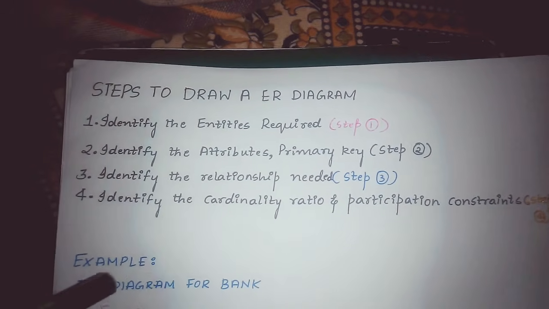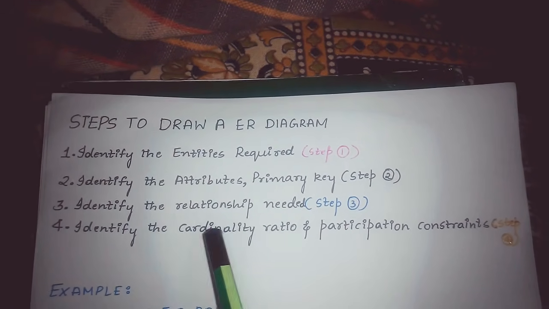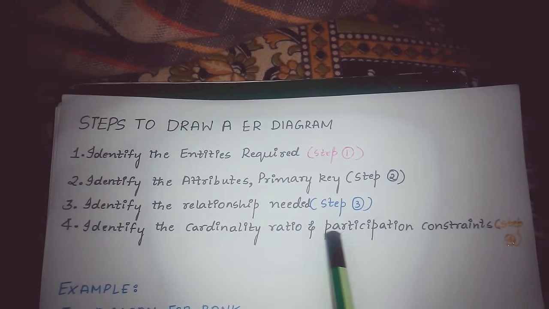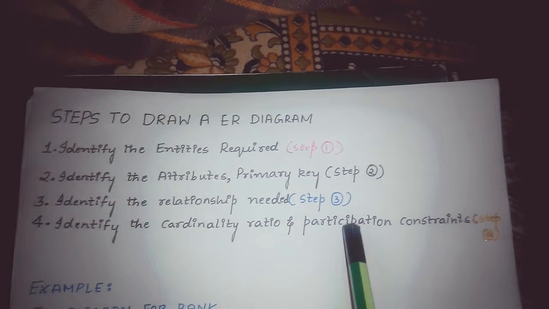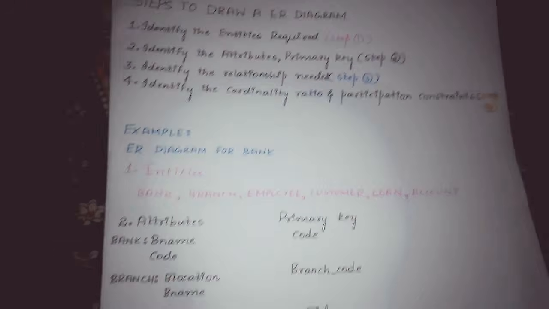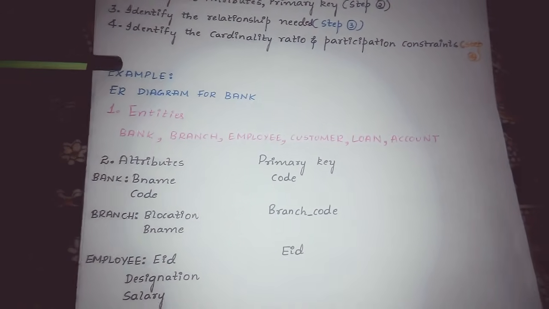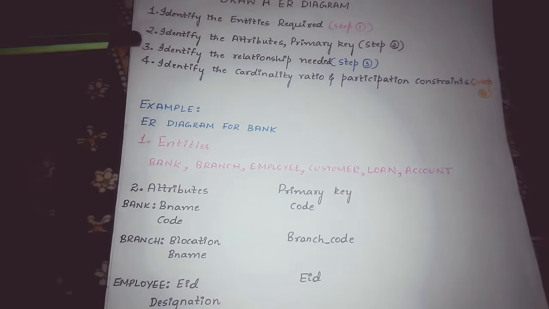Then identify the cardinality ratio and participation constraint. If you have seen our previous video, we have explained cardinality ratio and participation constraint in that tutorial. That will be represented by golden color. Now let us take an example and see how to draw an ER diagram by following these 4 easy steps.